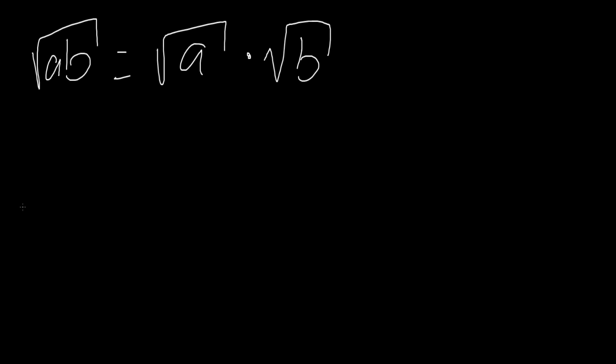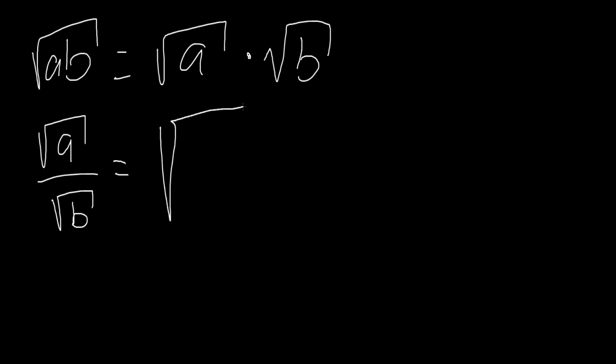Let's say we have the square root of a times b, where a is a number and b is also a number. This is the same thing as the square root of a times the square root of b. Another rule you should remember is, let's say we have the square root of a over the square root of b. This is the same thing as the square root of a over b. These are the same thing. So these are two rules that you should definitely remember.